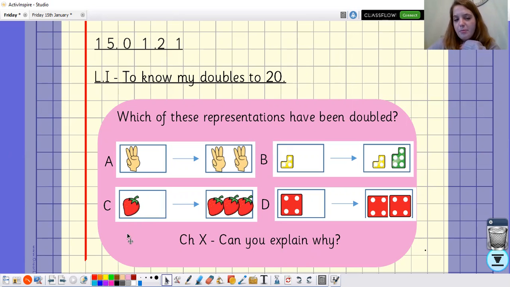Let's have a look at the strawberry, C. Do you think C has been doubled? No, because we've got 1 strawberry here, so here we should have 1 strawberry and another strawberry. So just 2 strawberries rather than 3. And then finally here, we've got 1 group of 4. So for D, do you think this has been doubled? Yes, it has, because we have 2 groups of 4 here. Well done if you got those ones. So A and D have been doubled, but B and C have not.